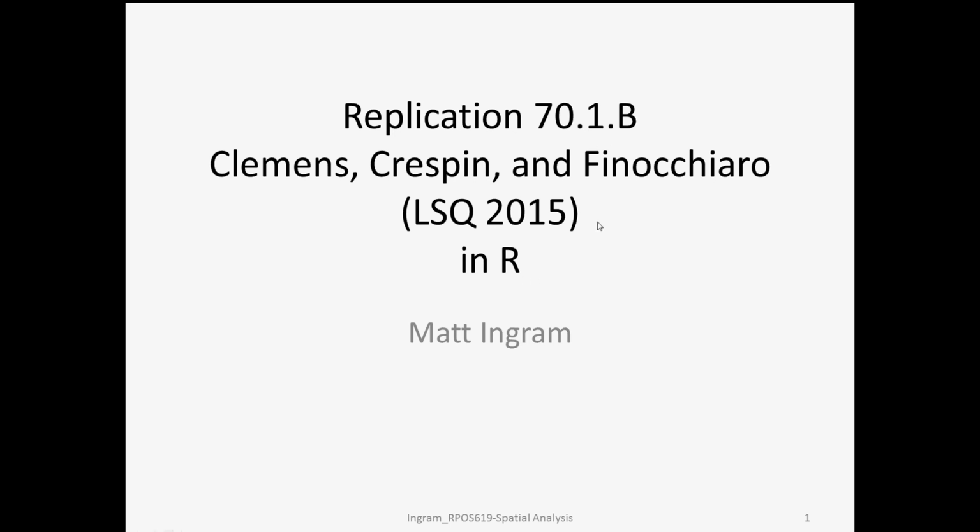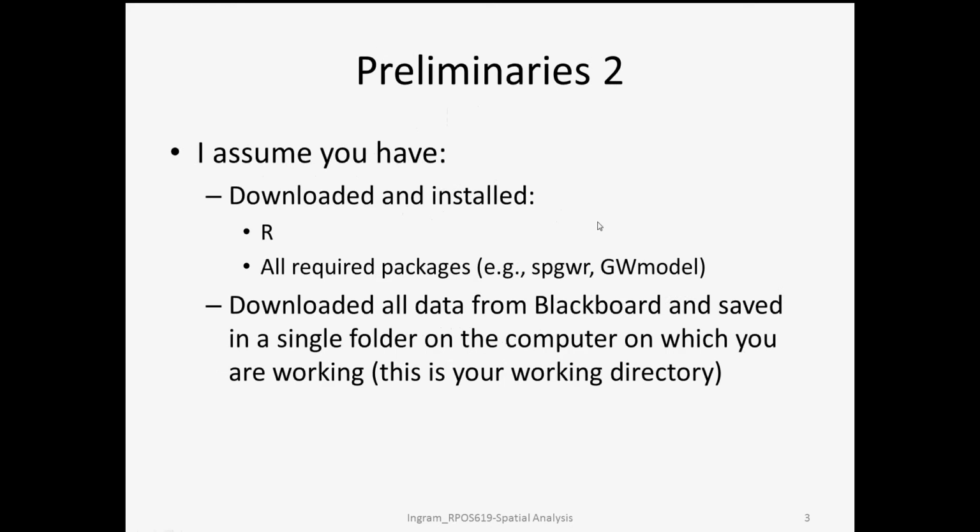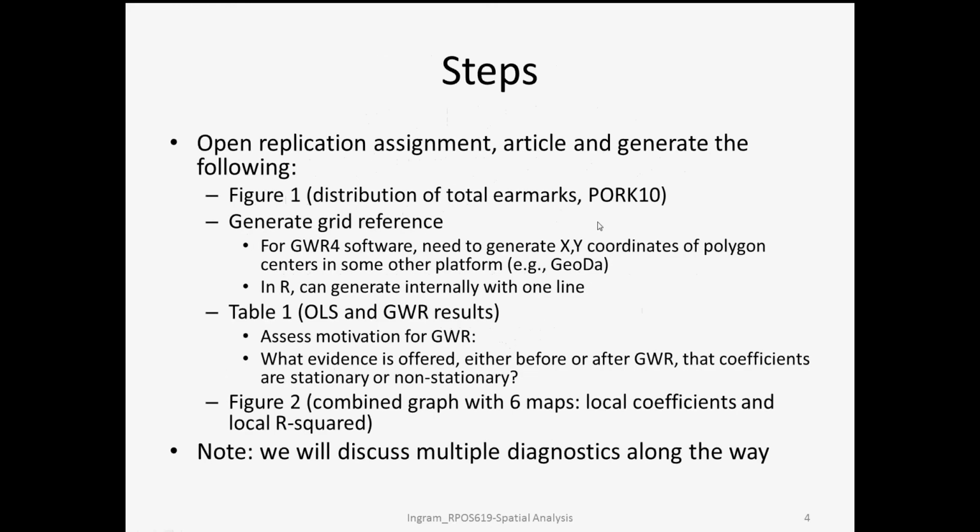In the first video, we made it fairly far in terms of the replication steps. We replicated figure 1, the geographic distribution of the dependent variable porc10. We also generated the grid reference and then went through and replicated all the results in table 1, the ordinary least squares results, and then the geographically weighted regression results.